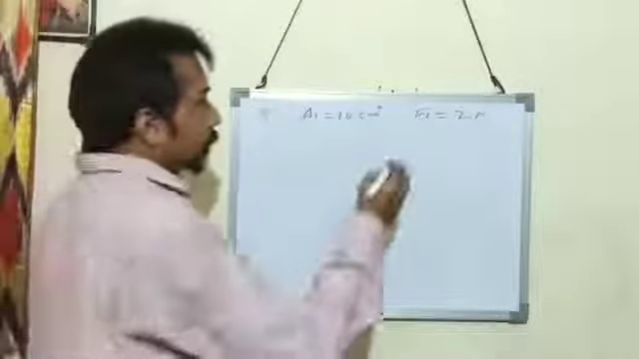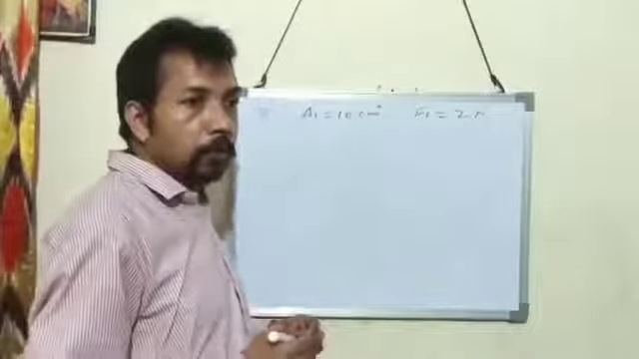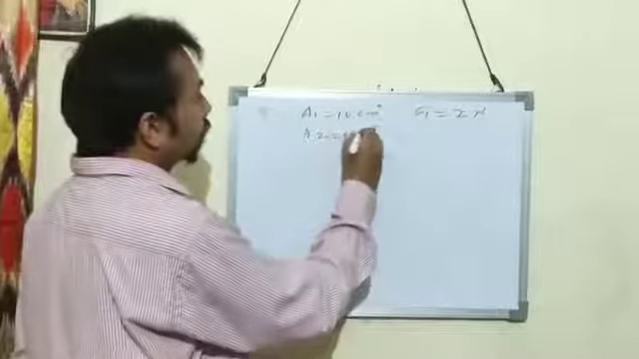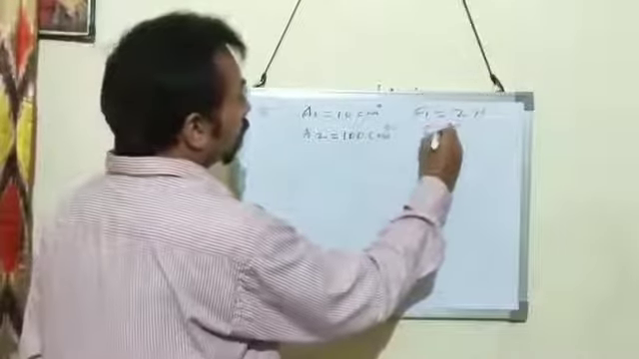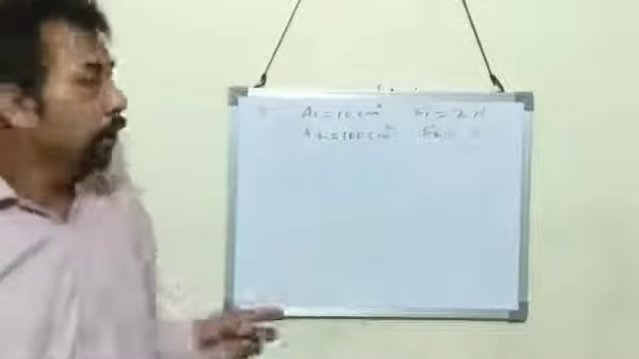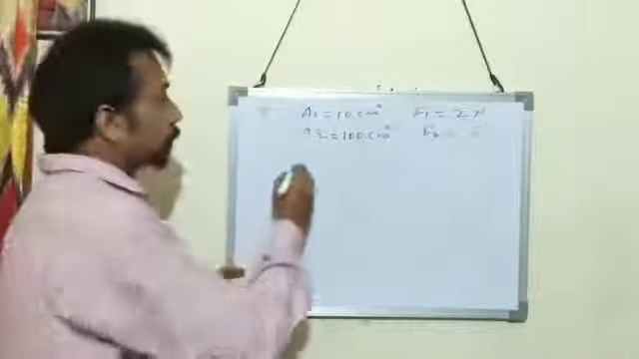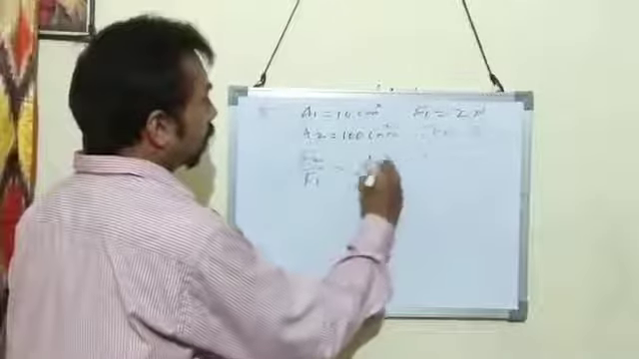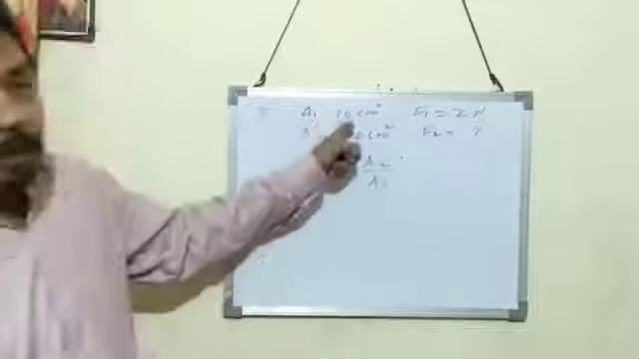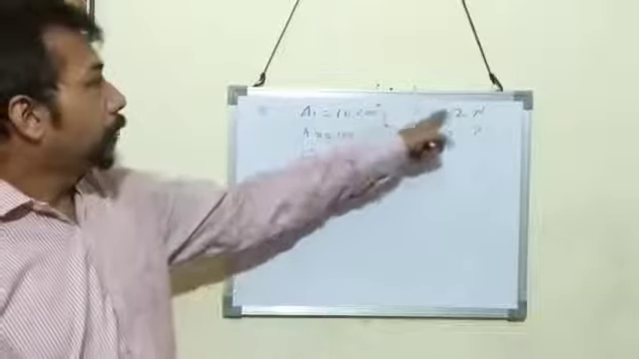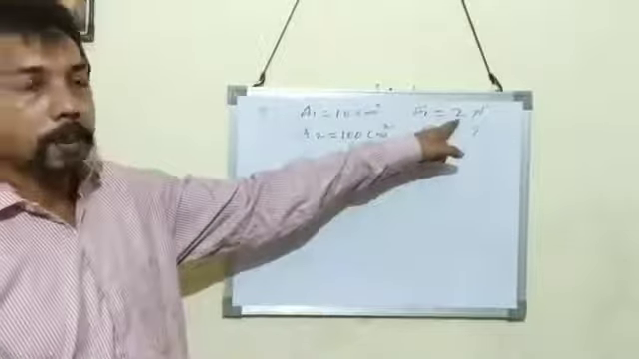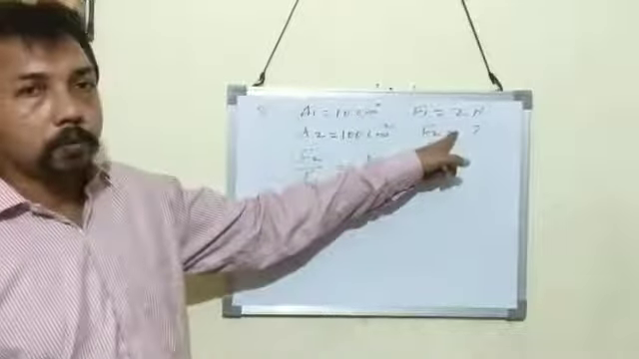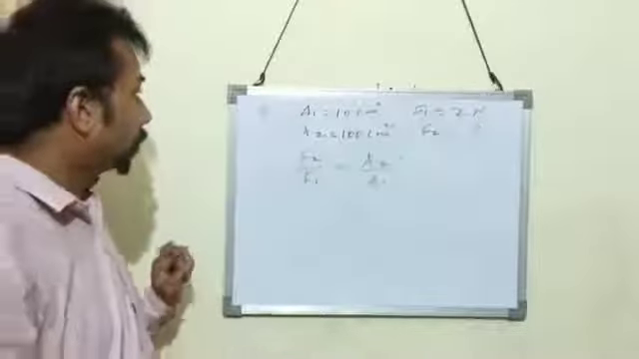And what force is obtained on its piston of area cross section 100 centimeter square? Area cross section of the larger one is 100 centimeter square. Its force we don't know, that is F2, that we have to find out. Then we will use the formula of hydraulic machine: F2 by F1 is equal to A2 upon A1. Here A1 is the area cross section of the smaller one, and F1 is the force which is applied on the smaller piston. A2 is the area cross section of the larger one, and F2 is the force which is produced on the larger piston, that we have to find out.